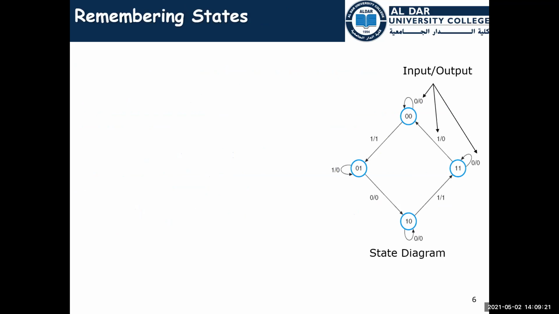Here's an example to understand these sequential circuits. We have a counter here. We have 0, 0. If we want to move to 0, 1, we should have an input of 1 and an output of 1. And if we have an input of 0, we will have an output of 0, and we will stay at the same state, which is 0. If we have an input of 1, we will have an output of 1, and then we will move from 0, 0 to 0, 1. Okay.